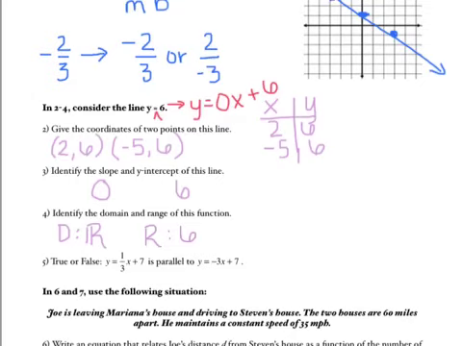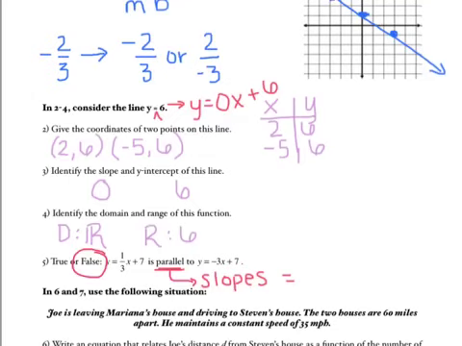Okay, let's look at number 5. True or false? y equals 1/3 x plus 7 is parallel to y equals negative 3x plus 7. Okay, the key thing here is that if these lines are parallel, their slopes would have to be the same. These equations are both written in slope-intercept form, so I can compare the slopes really easily. Slope here is 1/3, slope here is negative 3. Those are not the same. So because the slopes are not the same, I would call this false.